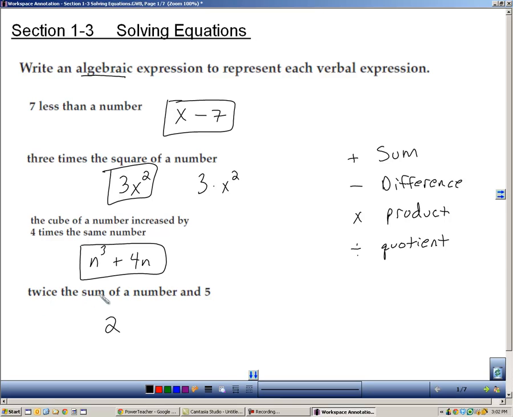So when I see the word sum, that means I'm going to use parentheses because the next thing inside the parentheses is going to be an addition problem. So the sum of a number and 5. Remember, when you see a word like sum, you look for the word and, and the and's going to tell you where the addition sign goes.